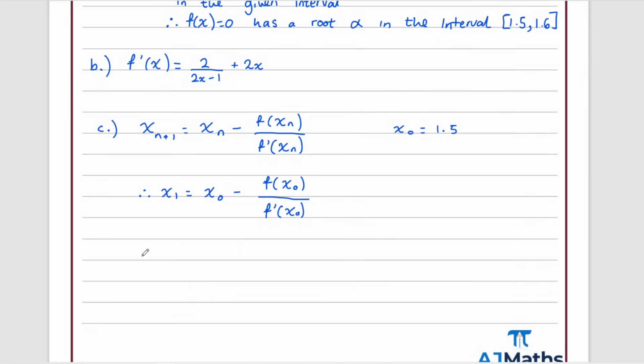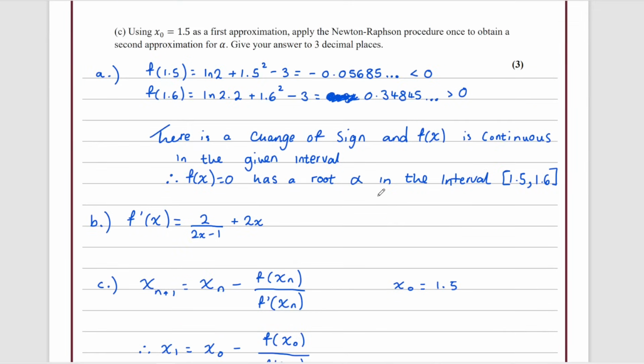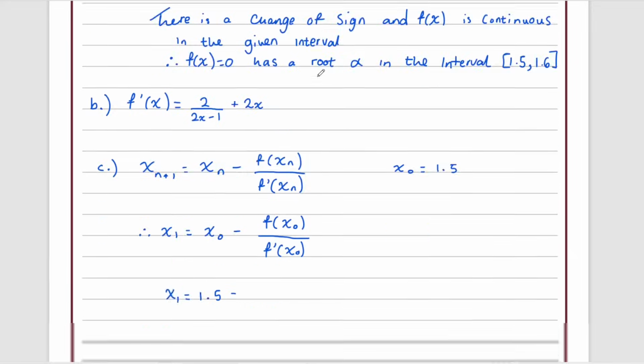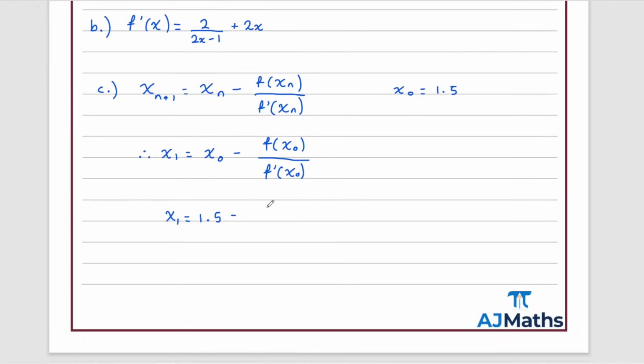So put all that together then, x1 here is going to be equal to x naught, which is 1.5, minus f of x naught. So we've actually already evaluated this. We did this in part A for the change of sign. Remember, we did that here. That was ln 2 plus 1.5 squared minus 3. So if you still got that in your calculator display, then you can use that. But let me just write it out in full here. So like we said, that's ln 2, so minus ln 2 plus 1.5 squared minus 3.